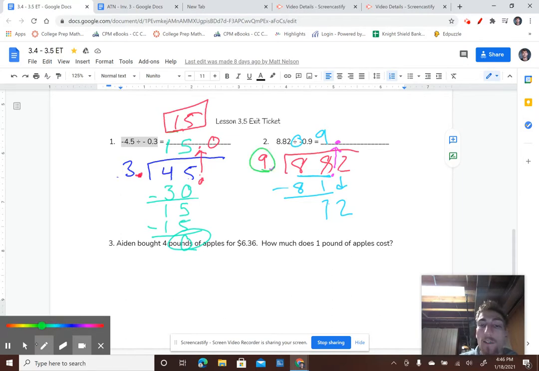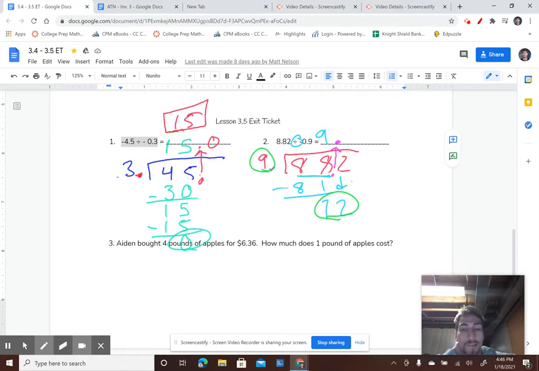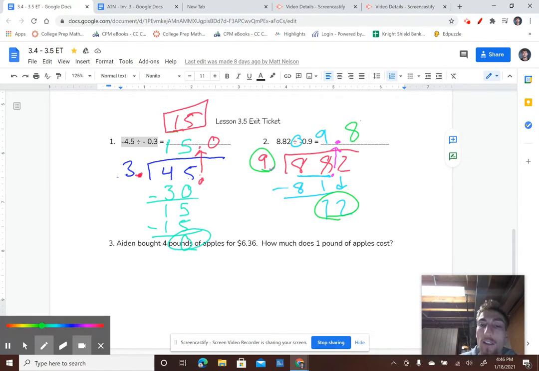How many times does 9 go into 72? Let's think about my multiplication facts. If 9 goes into 81 9 times, then it would go into 72 8 times. 72 is 9 less than 81. So that's going to be 9.8. And again, I brought my decimal point directly above. So this looks like it should be my final answer.